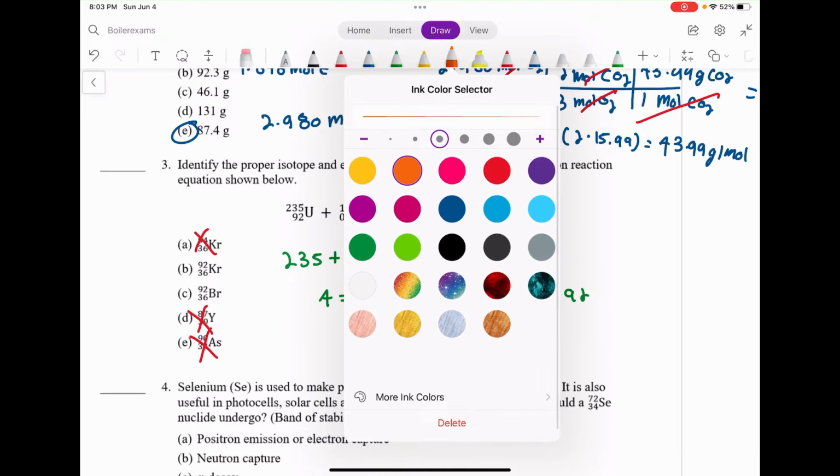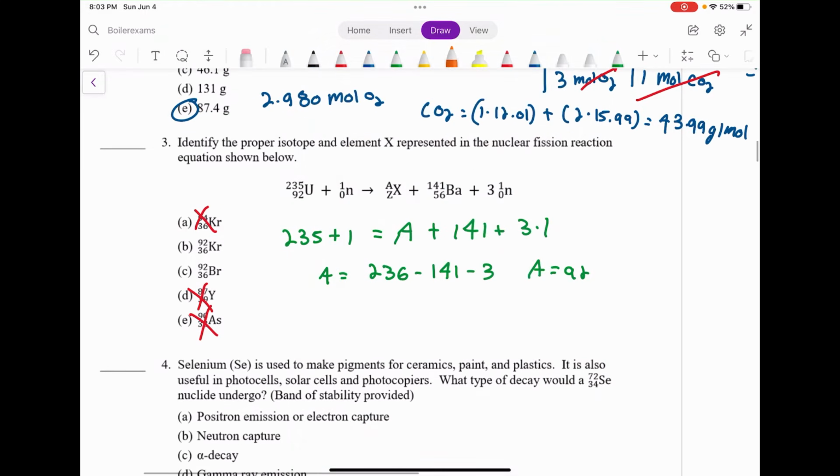Okay, so let's use orange. Why not? Let's do the exact same process for this bottom row now. 92 plus 0 equals Z plus 56 plus 3 times 0. So that's just 0. So Z is just 92 minus 56. Z equals 36. So, oh. Okay, just kidding.